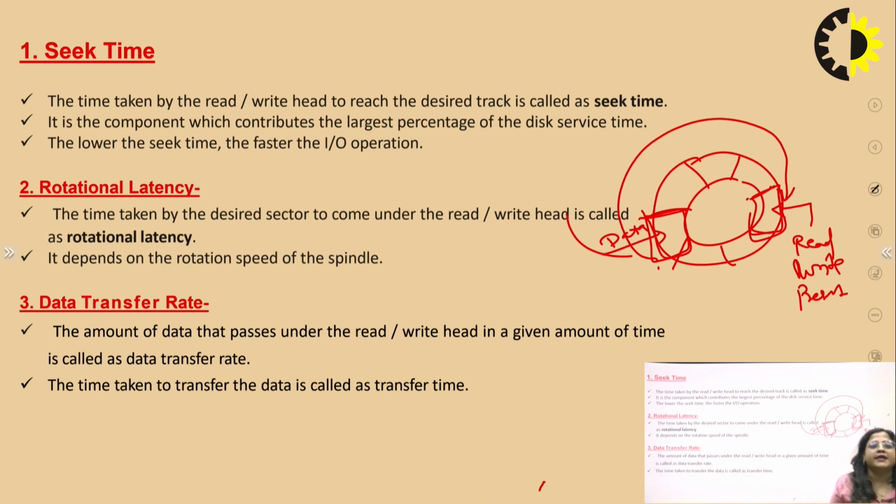Now comes the data transfer rate. The next parameter is data transfer rate. And what is the data transfer rate? The amount of data that passes under the read write head in a given amount of time is called the data transfer rate. The time taken to transfer the data is called the transfer time.